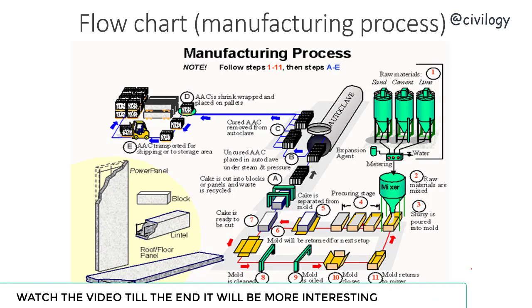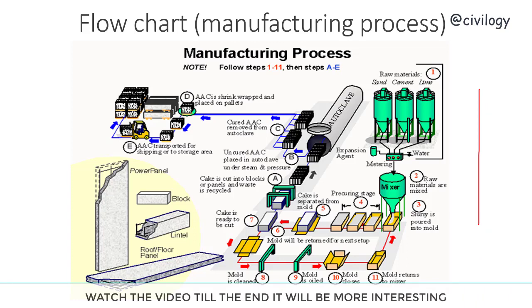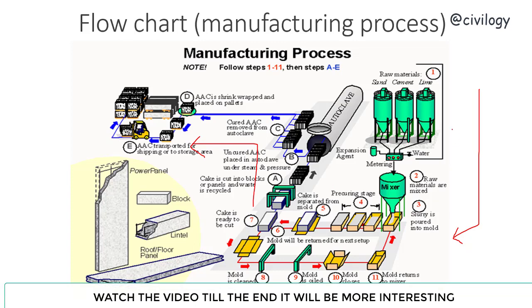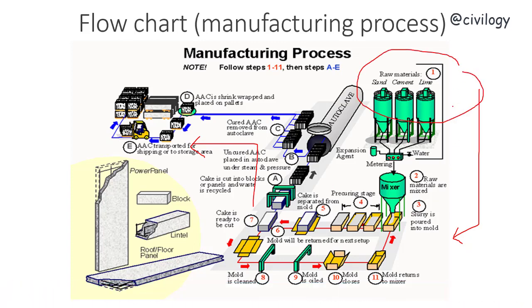Flowchart of manufacturing process. Follow the steps from 1 to 7 and then from A to E. Okay, first we take sand, cement and lime. These ingredients will be mixed with water and then the expansive agent is mixed. These are mixed in a mixing drum and then the slurry is poured into the molds. This mold is kept aside for at least 2 hours. During this period, the volume of concrete increases by 3 times. Then demolding and then shifting to the cutting process.